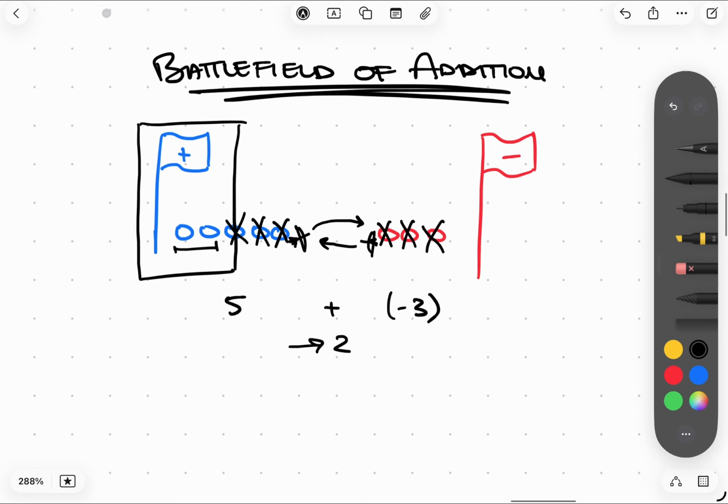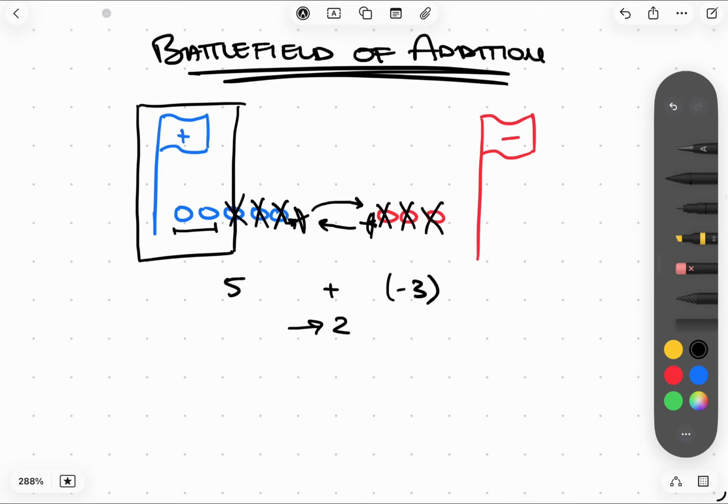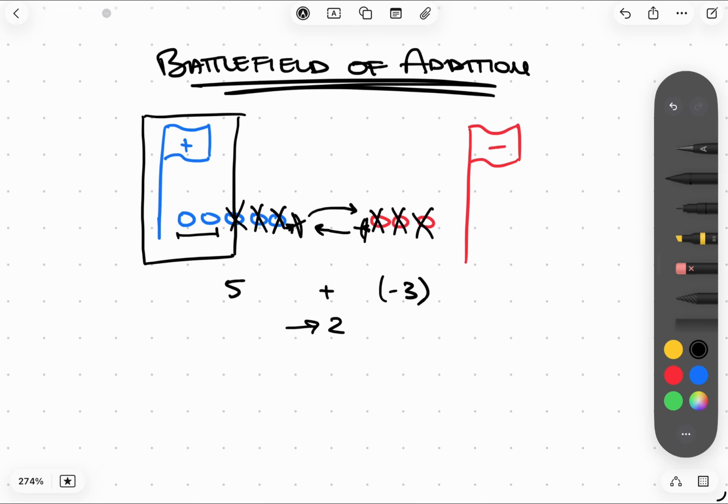So that's how we can get a positive 5 plus fighting a negative 3 results in a positive 2. And you could see how if I did the opposite, the same thing would be true. So if I switch the flags and the symbols, that's how you get a negative number as the winner.